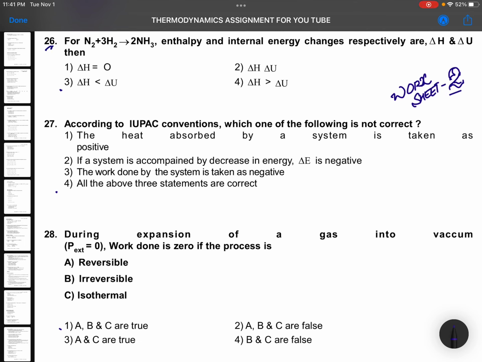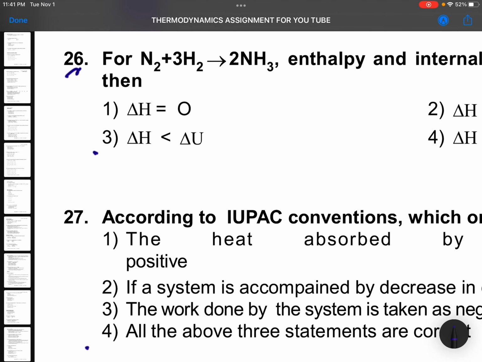You can check that. For N2 plus 3H2 gives rise to 2 ammonia, the enthalpy and internal energy changes are respectively delta H and delta U. Then see here, this is gas, it is again gas, it is gas. So delta n is equal to the number of moles of gaseous products minus the number of moles of gaseous reactants: 1 and 3, 4. So it is minus 2.